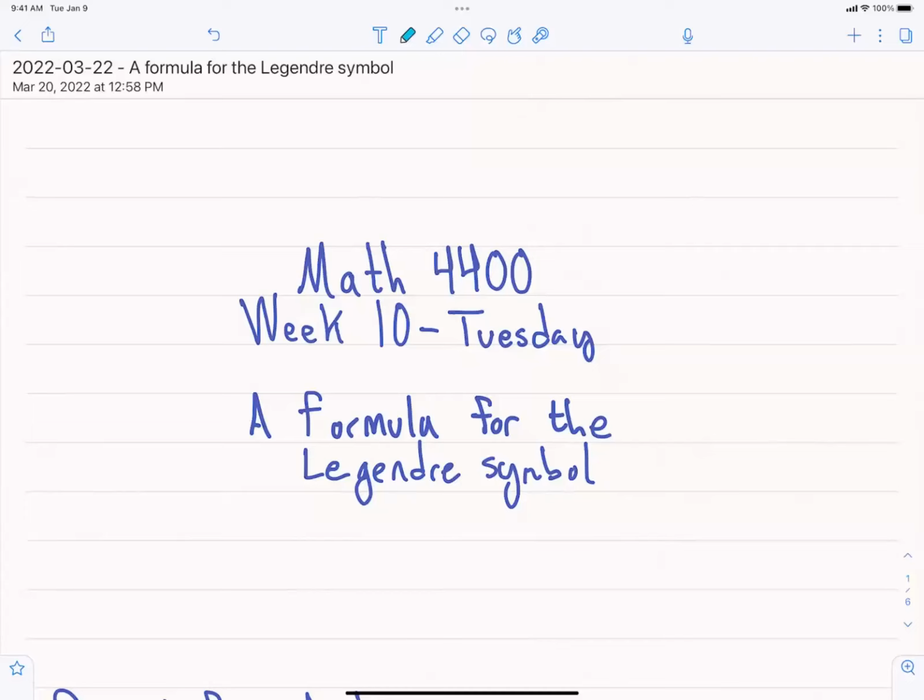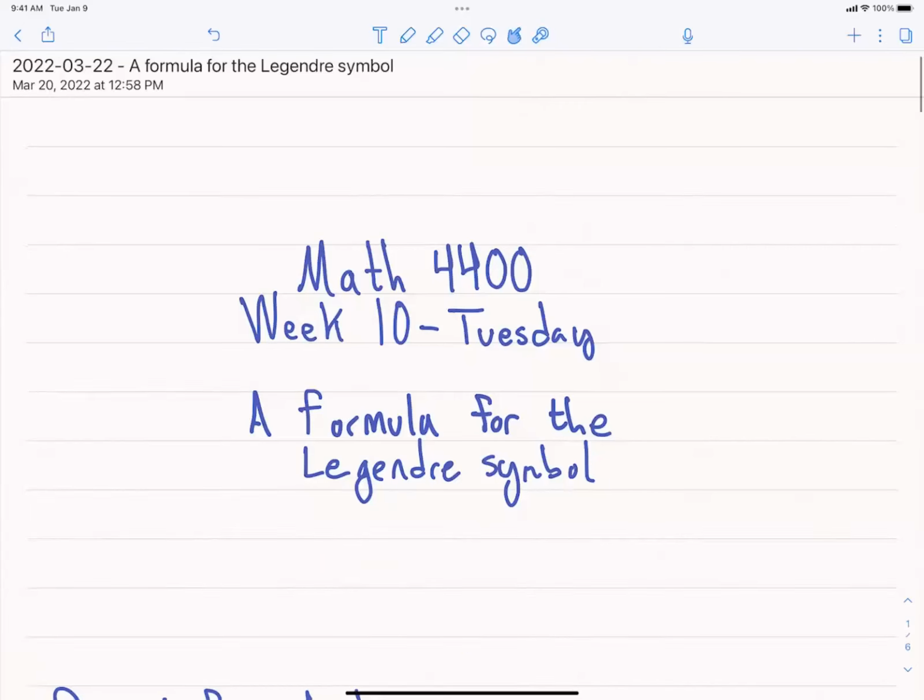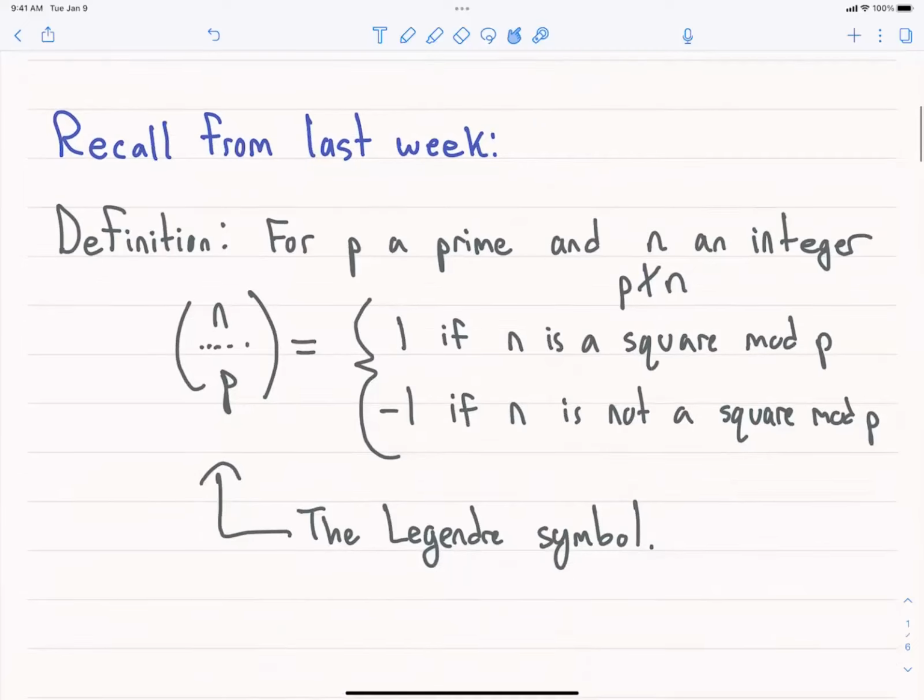So the main topic of this week is to explain how you can mathematically, rigorously justify that these properties of the Legendre symbol hold. The first thing we want to do is give a nice concrete formula for the Legendre symbol. Just to recall the definition, the Legendre symbol of n over p is 1 if n is a square mod p, and -1 if n is not a square mod p. We defined this last Thursday.